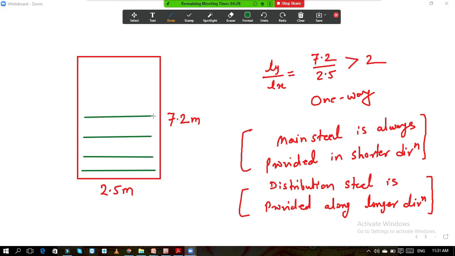In this way the main steel is provided, which is parallel to the shorter direction. This you will understand while solving the problem. Okay, more clearly you will understand this.